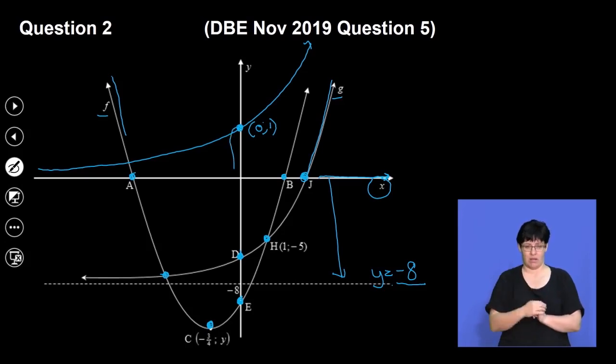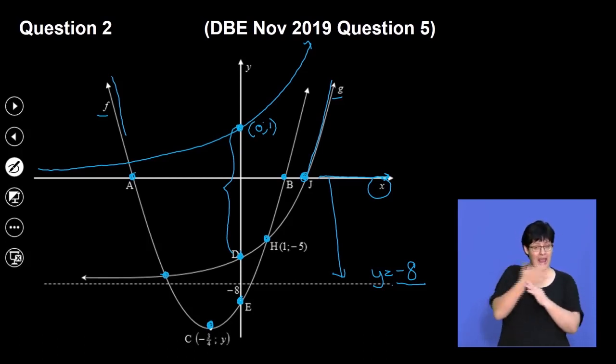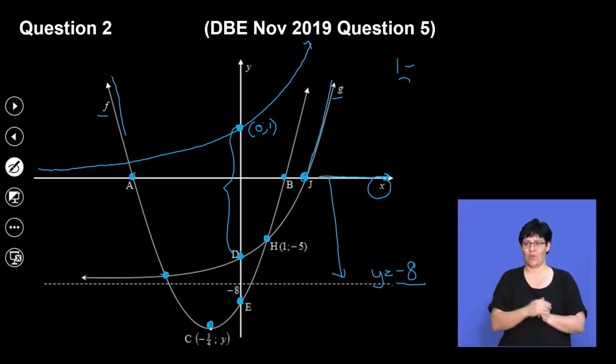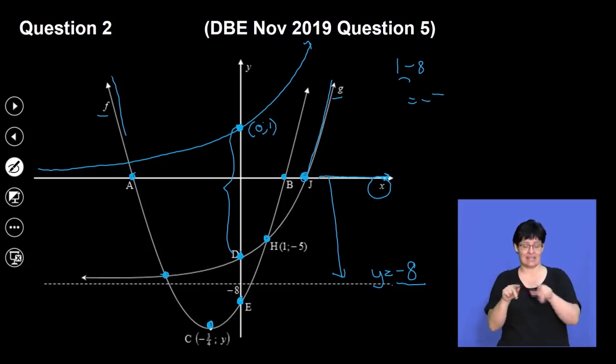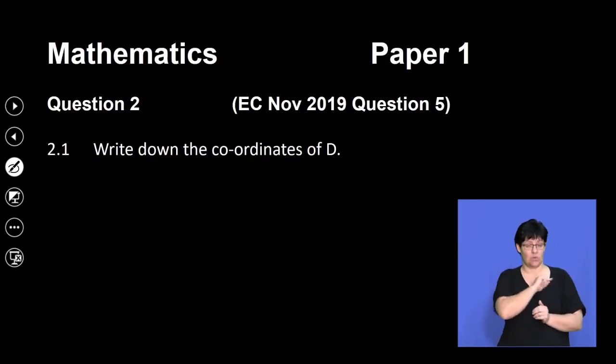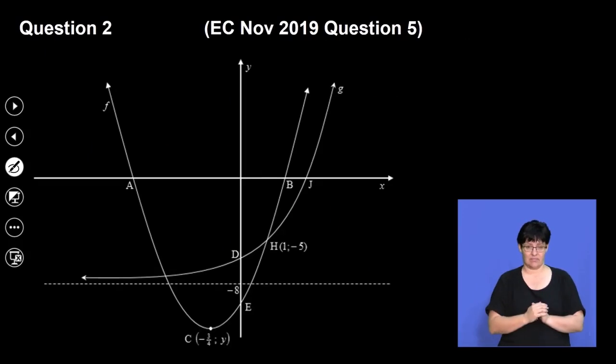Because the whole function has been translated down by 8 units, this y-intercept has also moved down by 8 units. So instead of being (0, 1), we know that 1 minus 8 gives us -7. Therefore, the y-intercept has moved down from 1 to -7. So the coordinates of point D are (0, -7).